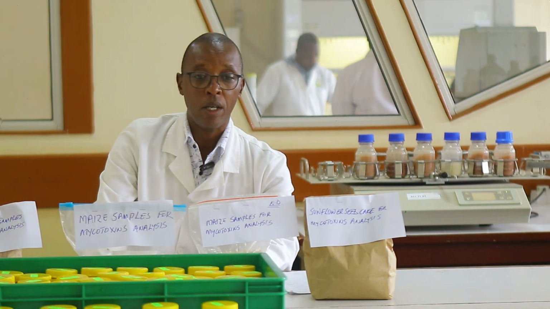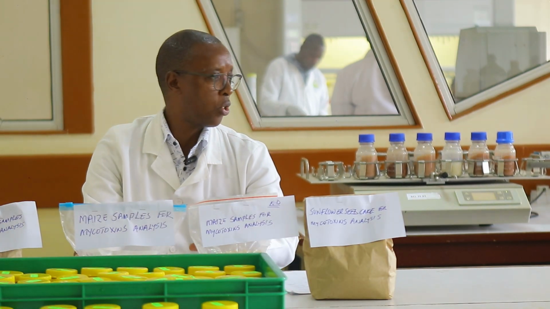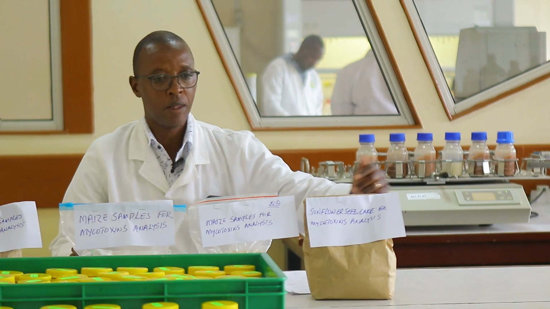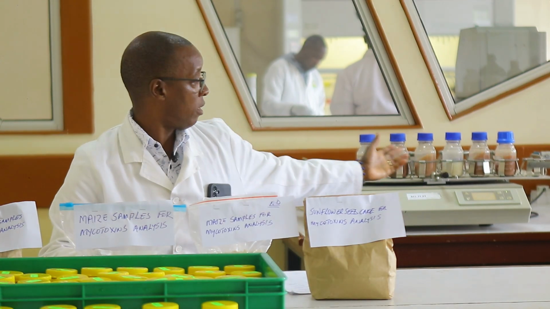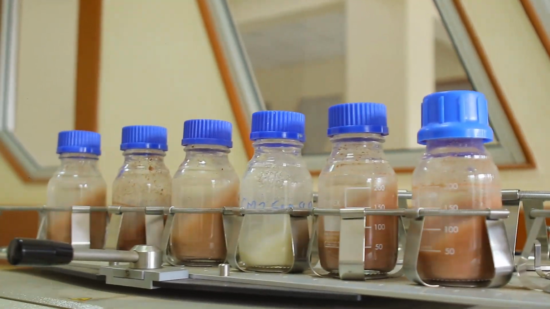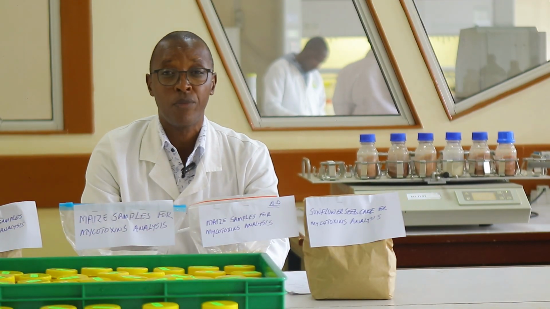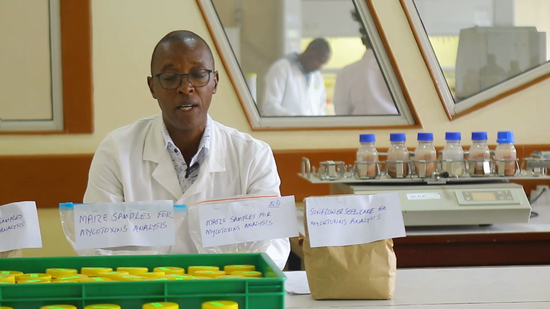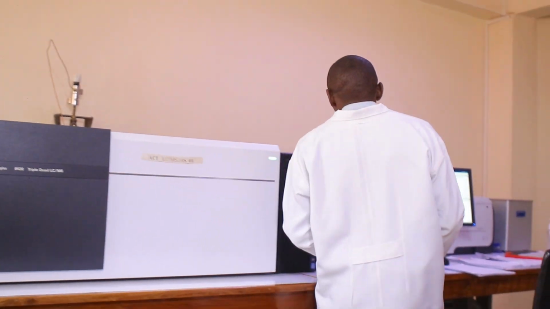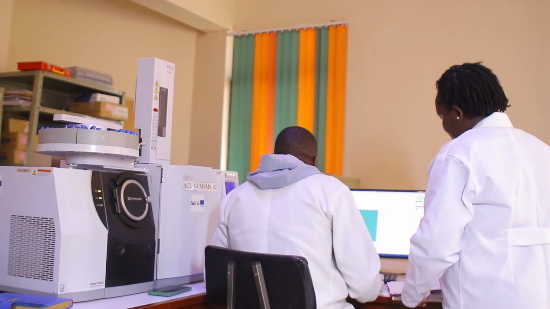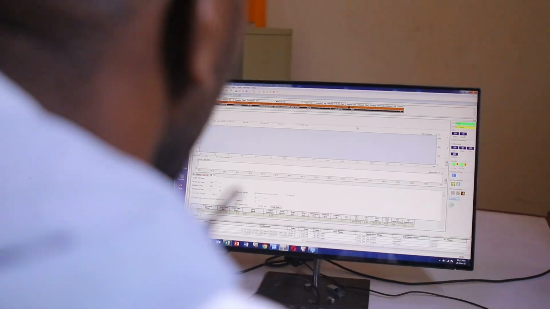The whole process begins with extraction using organic solvents, and the process you can see at the back here. And then after the process of extraction, we take them to the equipment. We have some sophisticated equipment. The LCMS systems is what we use to analyze, and it has capacity to analyze them to very low detection levels.